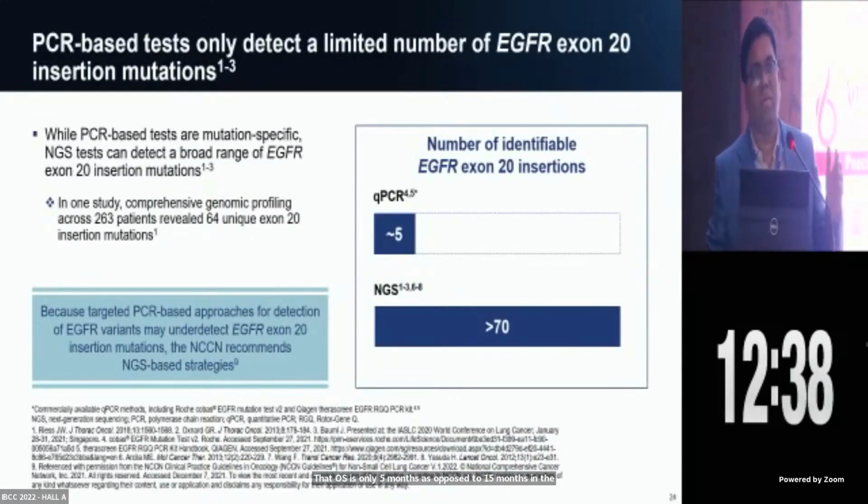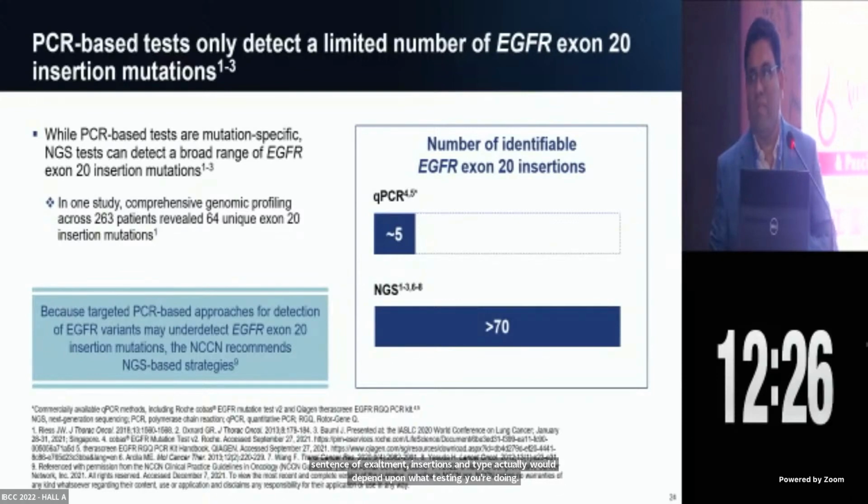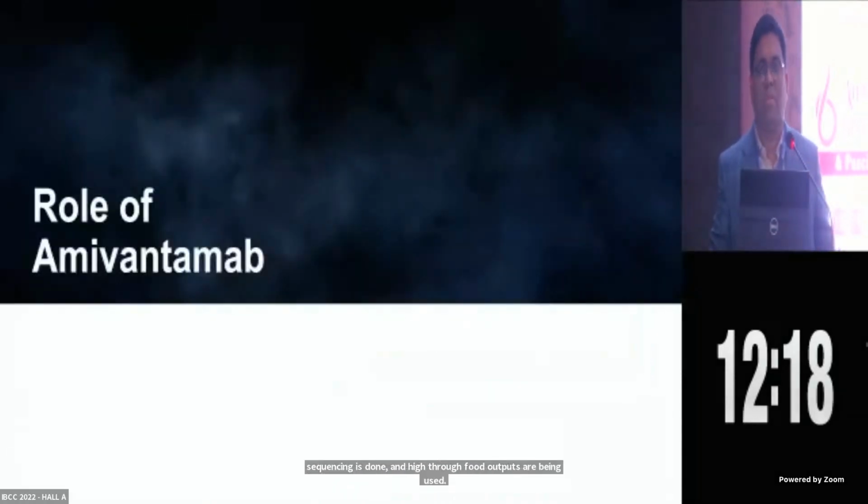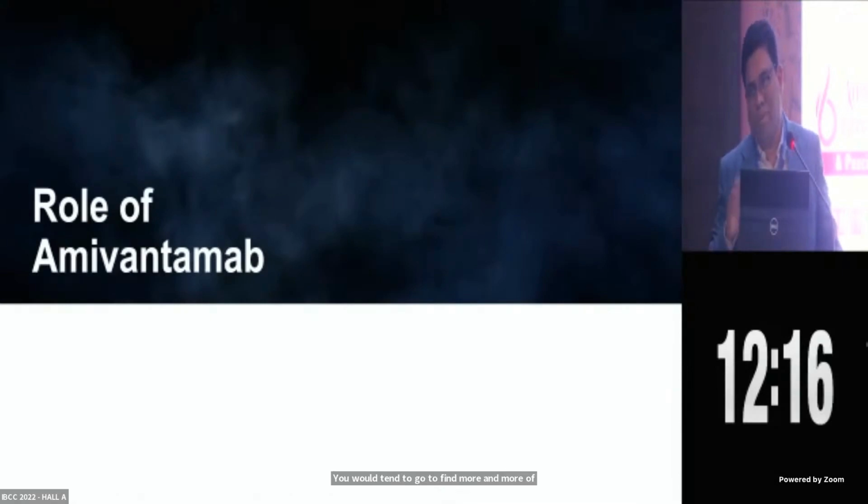And as I was clear at the start of the talk, the incidence of exon 20 insertions and types would depend upon what testing you're doing. The higher the use of next gen sequencing and high throughput outputs, the more of these insertions you would tend to find. So now, if you have a patient who has exon 20 insertions, what therapy would you give?